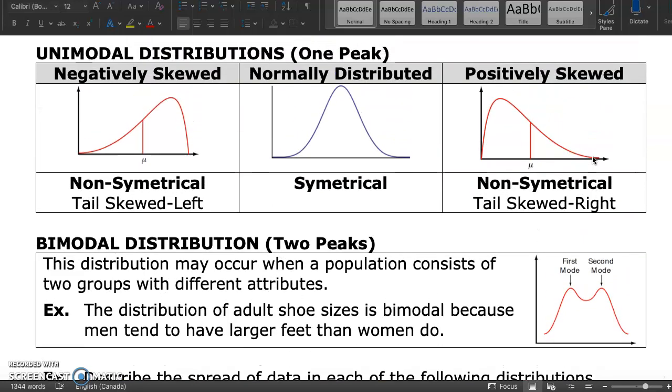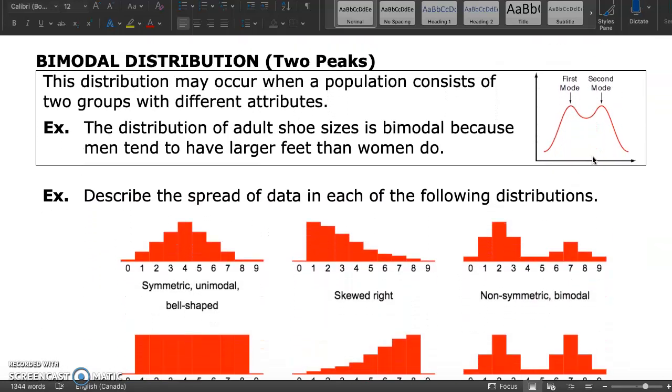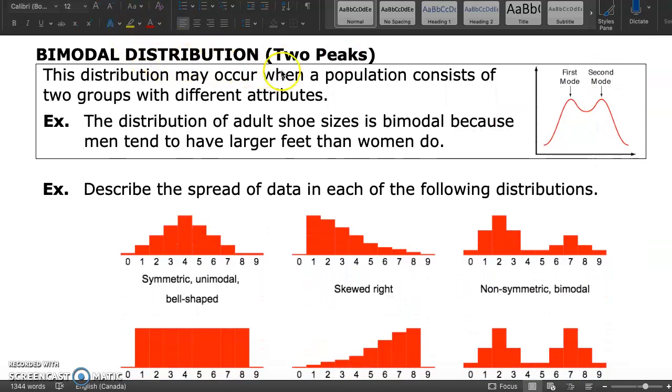So, if we were to think of bimodal distributions as having two peaks, this can occur when a population consists of two groups with different attributes. For example, the distribution of adult shoe sizes is bimodal because men tend to have larger feet than women do. So this peak right here could likely represent the size of an average woman's foot, and this is the size of an average male's foot. Not to say that there couldn't be a female's foot that's very large or a male's foot that is very small. It's just that we're talking about the distribution around the mean for each of these different groups.